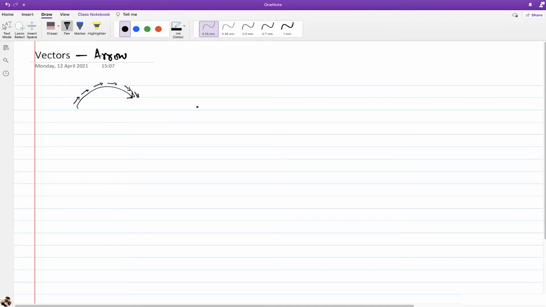Now, another important thing to know about vectors is, okay, say this one points from here to here, but you can have another arrow that points in the same direction. What is the difference in these two vectors? They have the same direction, but there is still a difference, right? And the difference is in size.